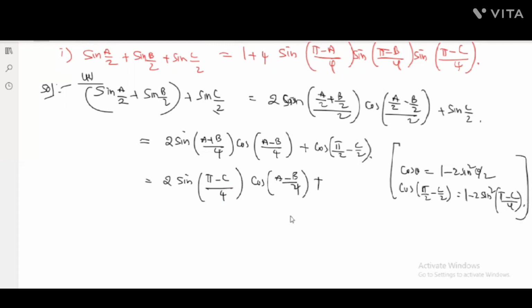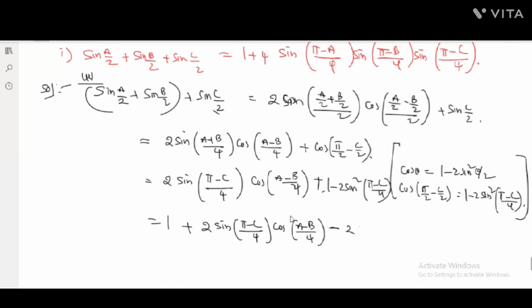Pi minus c by 4 we will get. So you can write here 1 minus 2 sine square pi minus c by 4. This plus 1 I will write in the starting, plus we will write one more step here, pi minus c by 4 into cos of a minus b by 4 minus 2 sine square pi minus c by 4.